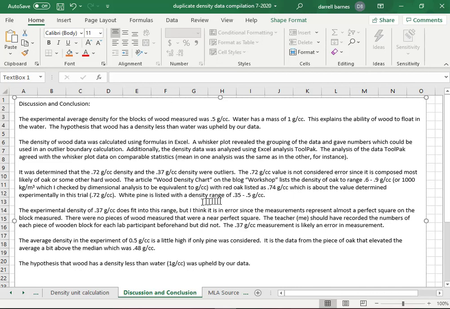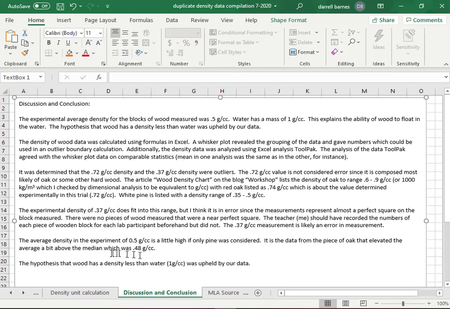White pine is listed with a density of 0.35 to 0.5. Fine. The experimental density of 0.37 grams per cc does fit into this range, but I think it is an error since the measurements represent almost a perfect square. There were no pieces of wood measured that were a near perfect square. The teacher, me, should have recorded the numbers of each wooden block for each lab participant beforehand, but did not. The 0.37 gram per cc measurement is likely an error.